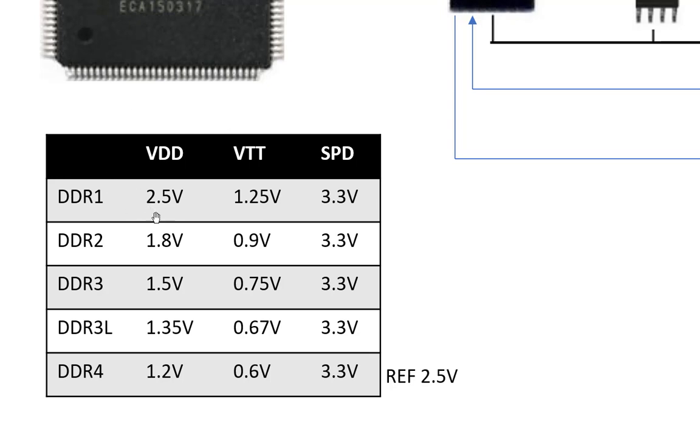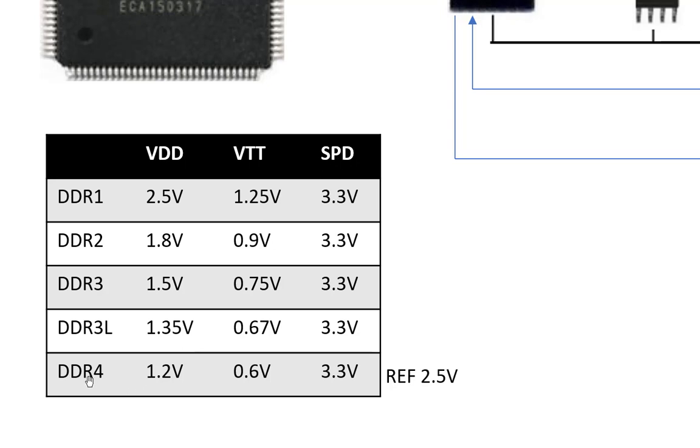So in this example you can see, if it is DDR1, this is 2.5, then 1.25 is the VTT. If DDR2 is 1.8 volt, then the VTT is 0.9 volt. If it is DDR3 at 1.5 volt, then the VTT will be 0.75 volt. If it is DDR3L, then 1.35 is the VDD, then 0.67 is the VTT. And if it's DDR4, 1.2 is the VDD, then 0.6 is the VTT. So here we can see the half is the VTT, and SPD is common everywhere, that is 3.3 volt. So basically the RAM requires three levels of voltage, that is VDD, VTT and SPD, except DDR4.